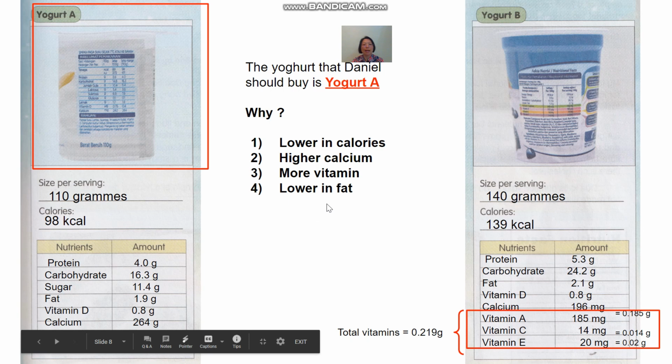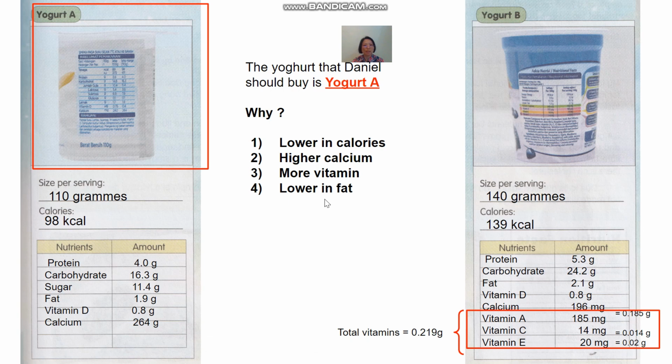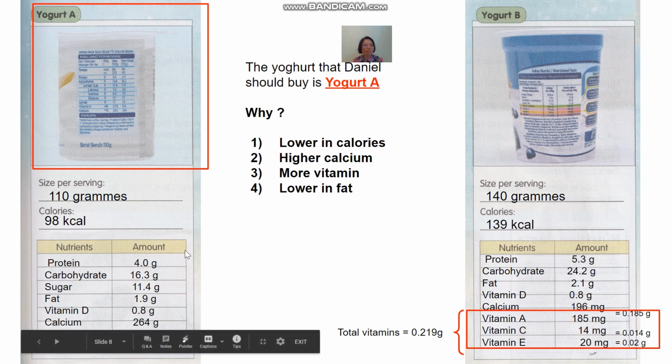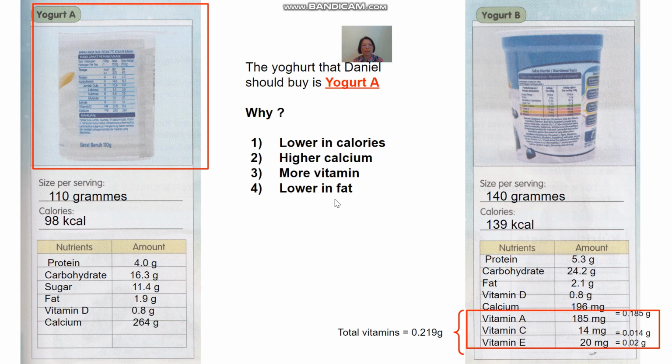And we also find that yogurt A is the best one because it is lower in fat. The fat is 1.9 gram, but in yogurt B, the fat is 2.1 gram. So yogurt A is lower in fat. So Daniel should buy yogurt A.